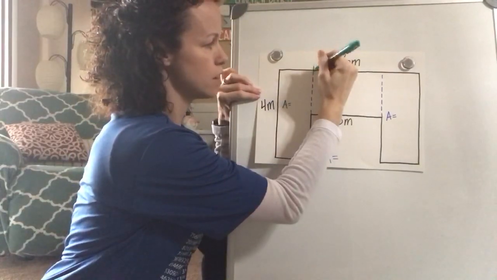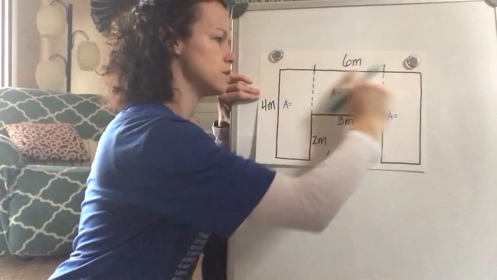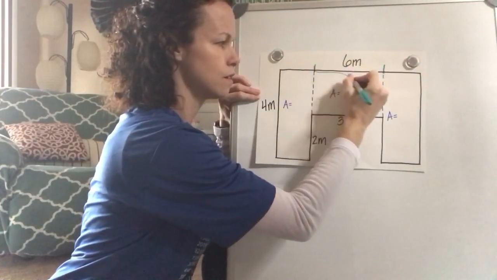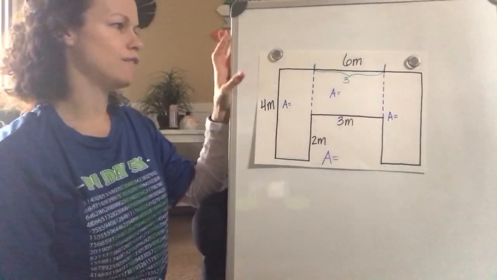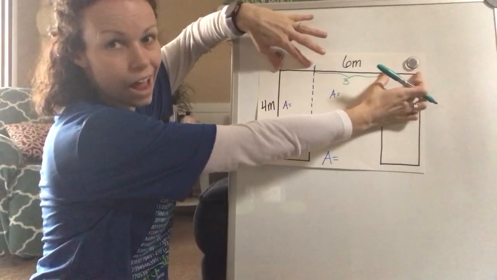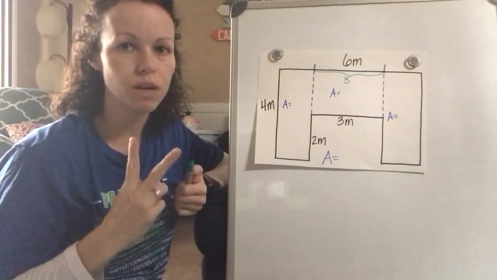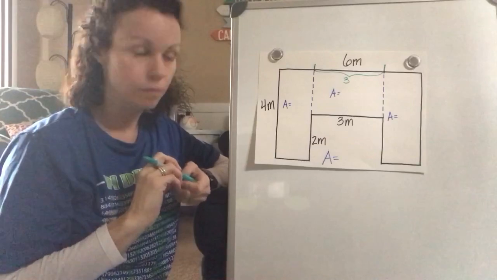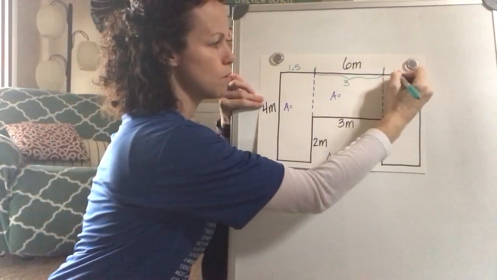But if I think about it, I know this whole thing was 6. And I know this much of it is the same as this, so it's got to be 3. Which leaves me 3 for this part and this part. Well, if I cut 3 in half, think of $3. If I have $3 and I have to split it between 2 people, each person's going to get $1.50. So this is going to be 1.5. This is going to be 1.5.